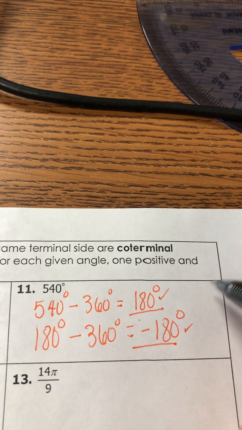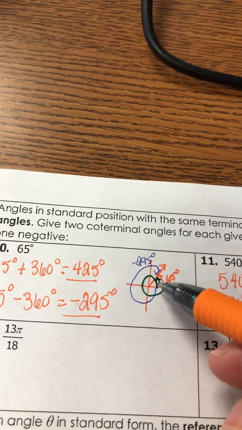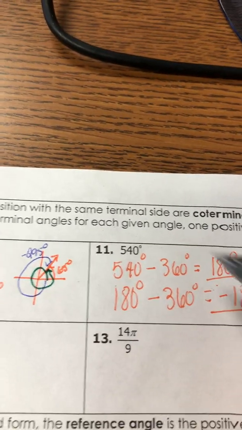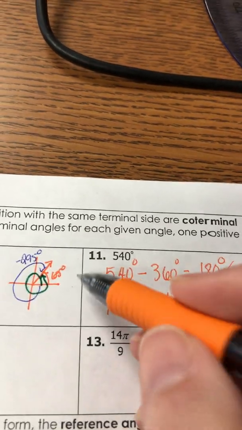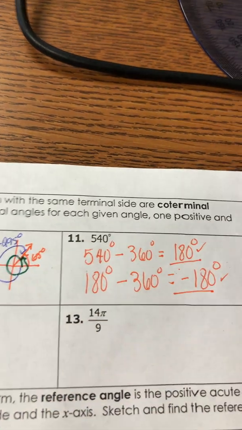And you can sketch that out if you want to, because this one is already going to be your one complete revolution and then some, just like we had here with the green. And then the 180 will be the positive amount, which would be this angle. And then the negative 180 would be the blue in the opposite direction.